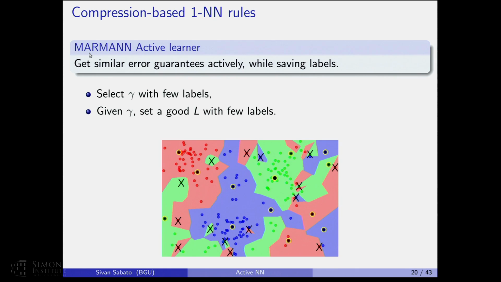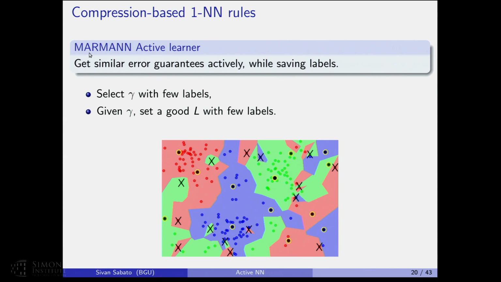So what we need to do is we first need to select gamma using few labels. This is our model selection problem. And second, we need to, given gamma, set the labels L also using few labels. Okay? Now this is not trivial because the algorithm that I just showed you does not take this into account. It doesn't care. It can look at all the labels. It wasn't designed to use few labels. Okay?